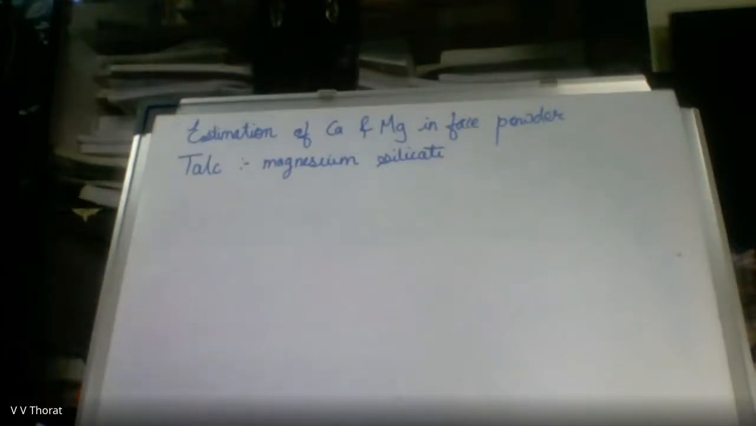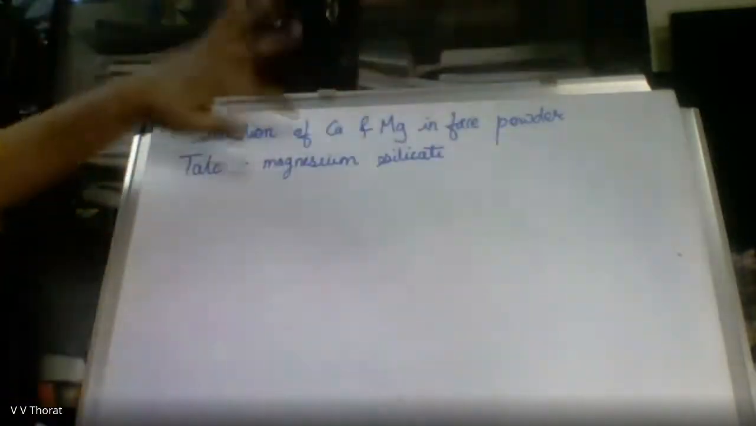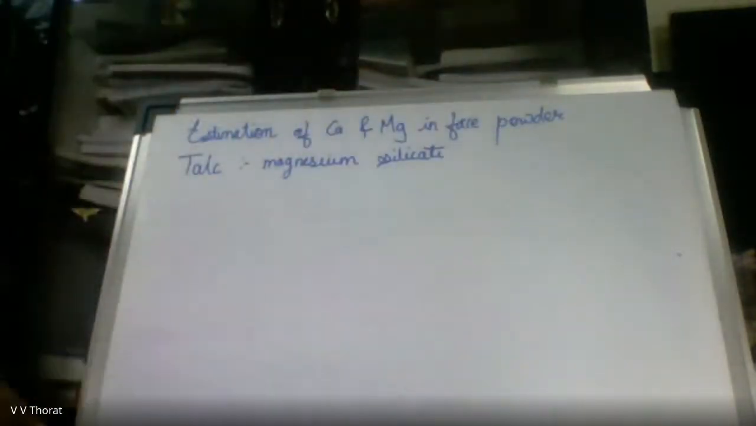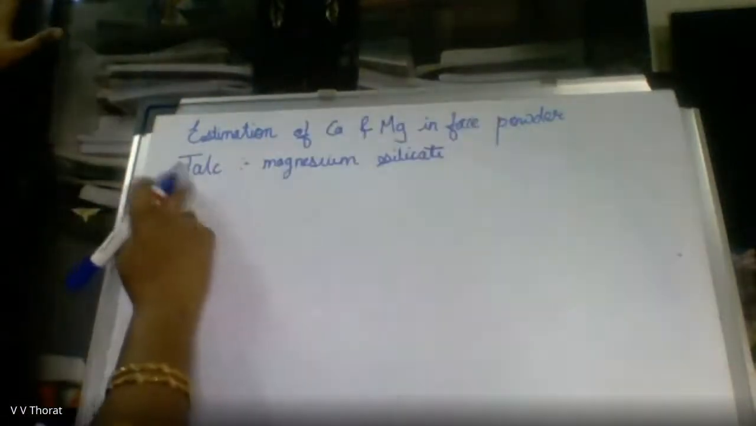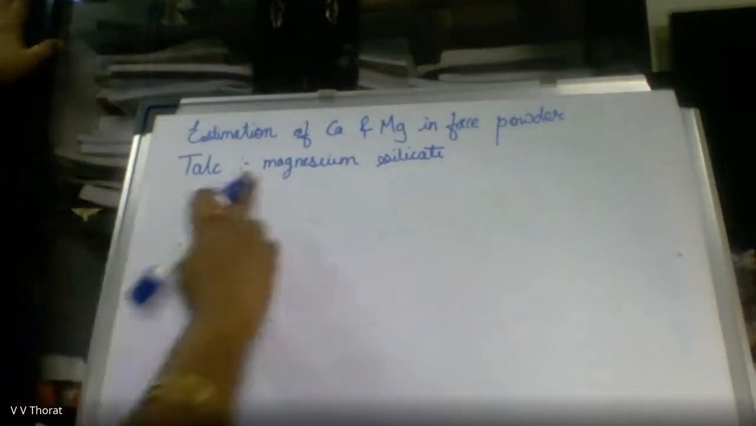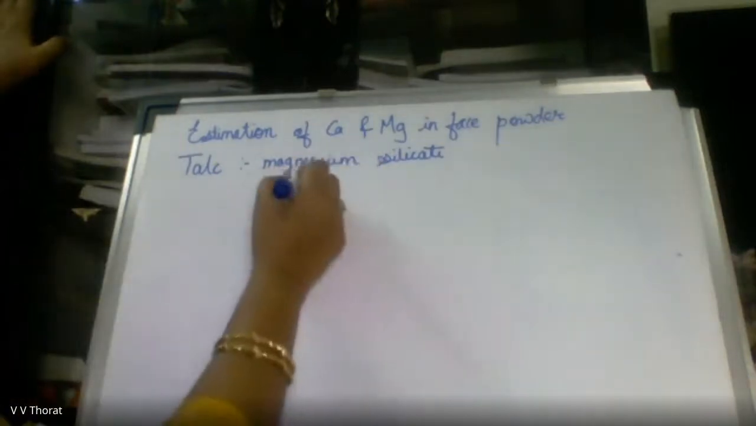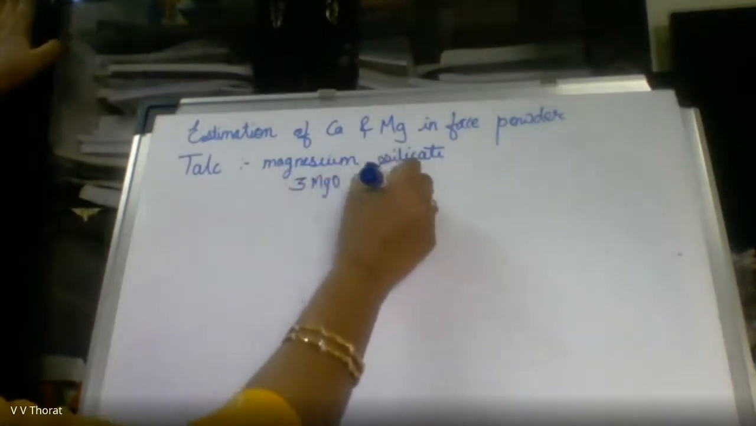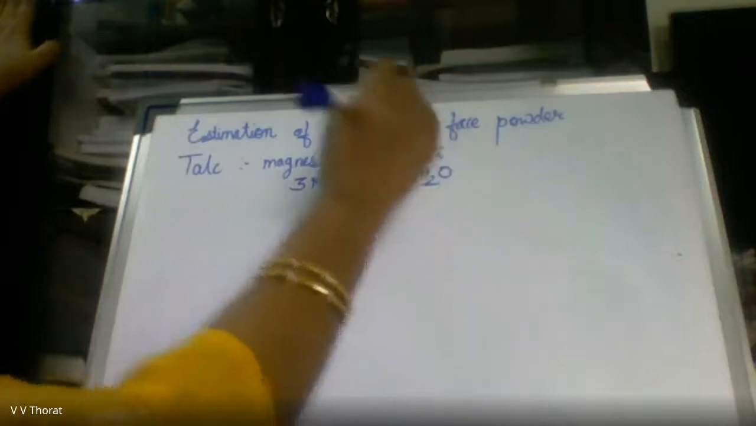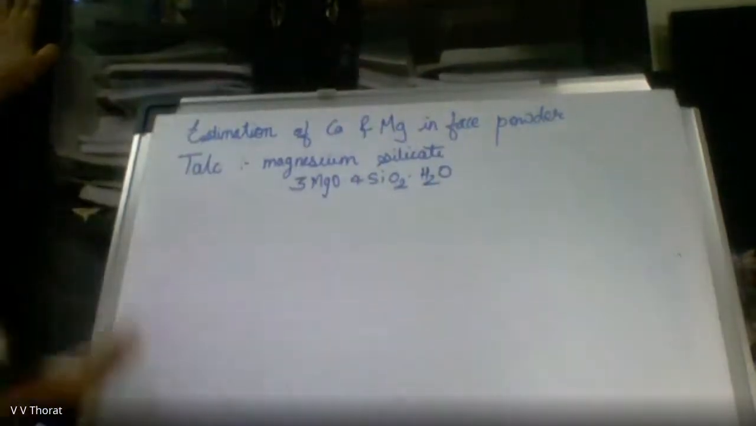Okay, so now we start with estimation of calcium and magnesium in face powder. It is a very good experiment, and if you do it properly, students score good marks. But you have to be cautious. You should know the theory first. What we apply on the face is talc, a mineral which consists of magnesium silicate. The formula is SiO2·H2O. This you will study in your theory in SEM 6.